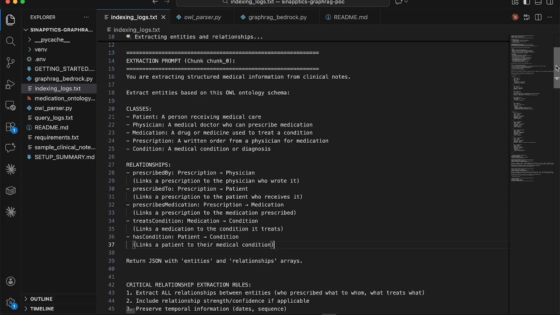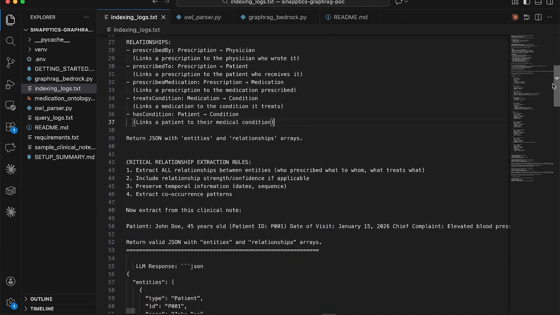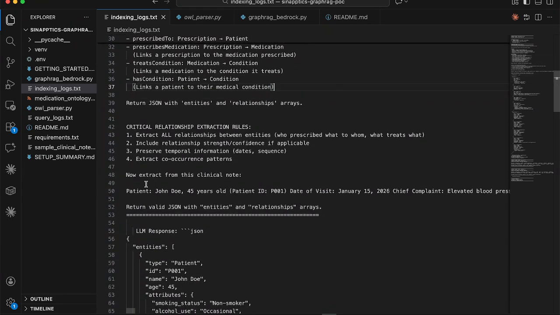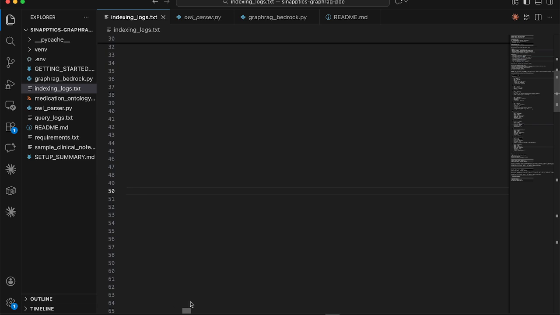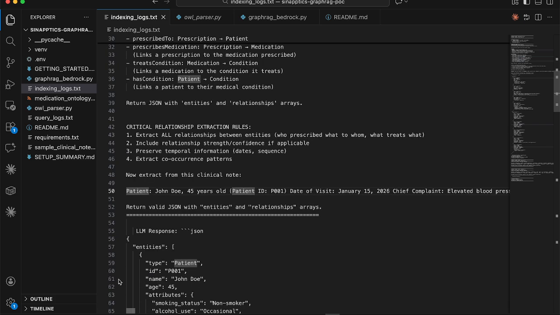So now that's the first thing. Then you have also passed the unstructured document. So this is my unstructured document. If you remember, this is explaining what was the condition: John Doe, who's a 45 years old patient, date of visit, and then these are some medical notes. I'm not going to show you what those are, but this is like massive. These can be massive documents, right?